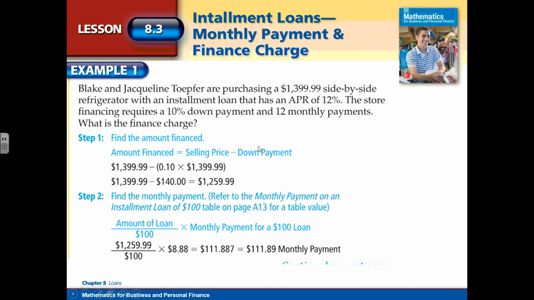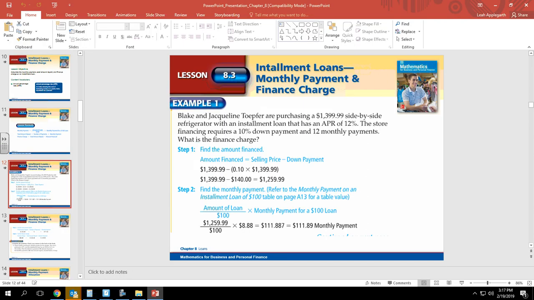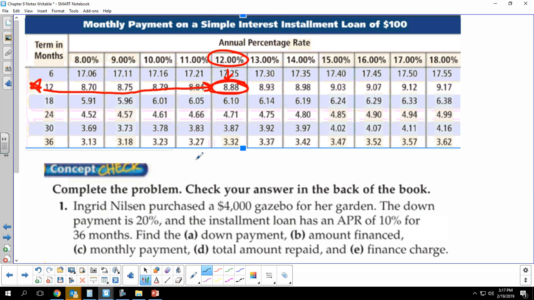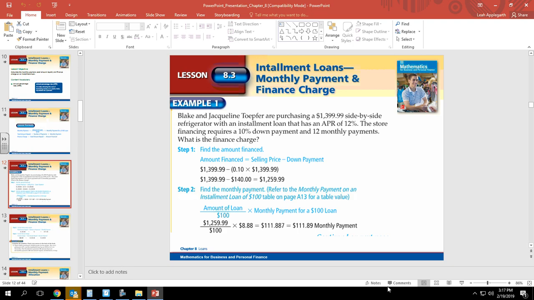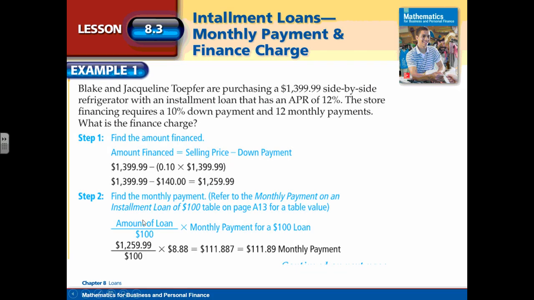Then we're going to take a look: 12% for 12 months. Let me show you here on the other notes page. 12% for 12 months, we get 8.88 from the table. So when we go back to our PowerPoint, that's where they get this amount. We take the $1259.99, the amount of loan, divide by 100, times the chart value. And when we do that, we get $111.89. That is your monthly payment.